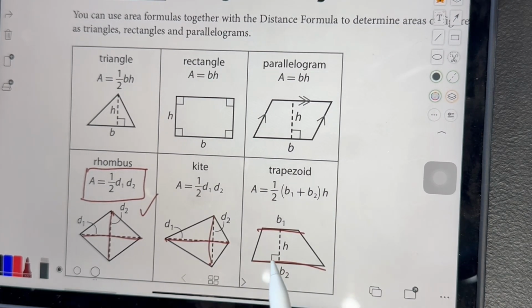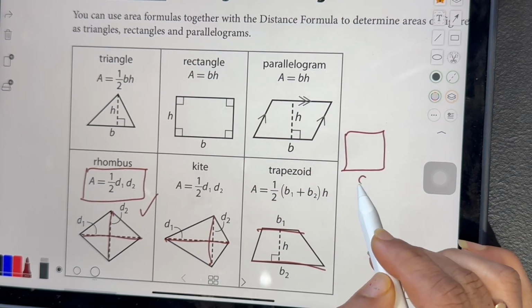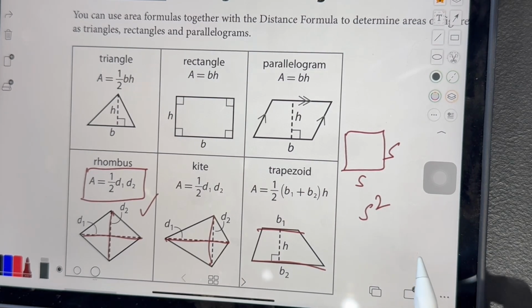So these are not regular polygons, right? And that's the reason the square is not there. Area of a square is side squared.